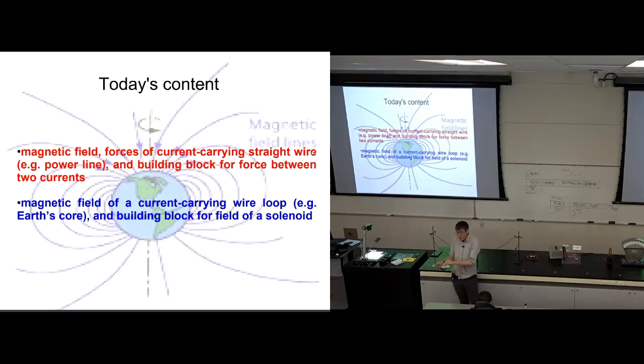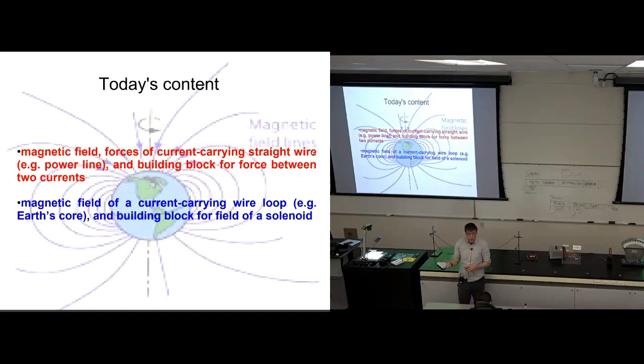So we're going to talk about the magnetic fields generated by, for example, a power line that's a straight current-carrying wire, and by a current-carrying loop that, for example, is the Earth's core. We use those results about the magnetic fields of a straight wire and a current loop as building blocks. They're really building blocks for solving other problems.